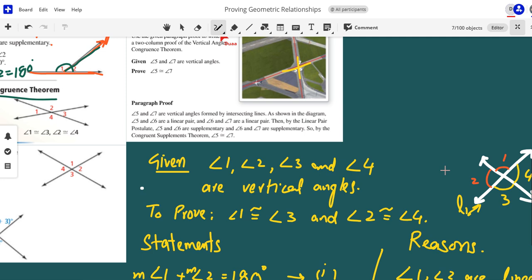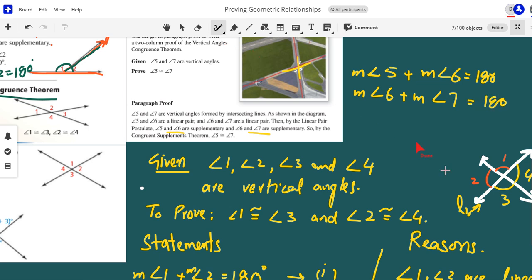Yes. Then by the linear pair postulate, angles 5 and 6 are supplementary and angles 6 and 7 are supplementary. What does that mean? Angles 5 and 6 being supplementary means their angle measures add up to 180 degrees. Measure of angle 5 plus measure of angle 6 is 180, and measure of angle 6 plus measure of angle 7, their sum is 180, right? So when we equate them, we can cancel out 6 and 6 and we get angle 5 equals angle 7. So by the congruent supplements theorem, angle 5 is equal to angle 7.